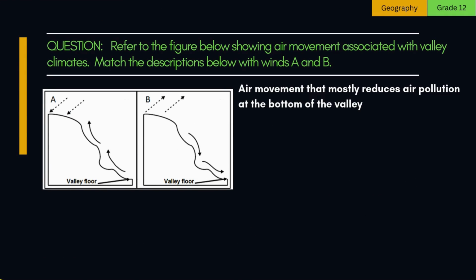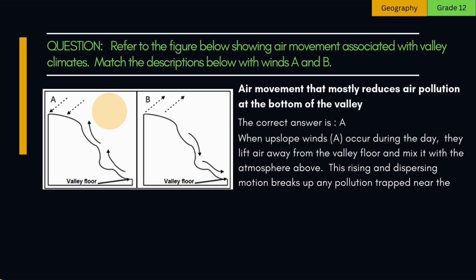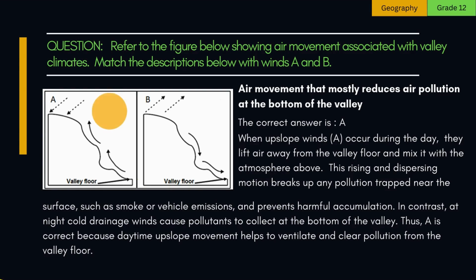4. Air movement that mostly reduces air pollution at the bottom of the valley. The correct answer is A. When upslope winds, A, occur during the day, they lift air away from the valley floor and mix it with the atmosphere above. This rising and dispersing motion breaks up any pollution trapped near the surface, such as smoke or vehicle emissions, and prevents harmful accumulation.